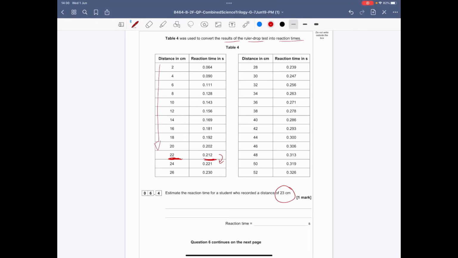So what we would then do is try and find the midpoint of it. So the easiest thing to do is take them away from each other, 0.221 minus 0.212, and then whatever that value is, divide it by 2 to find the midpoint. So it should be roughly 0.217 seconds. So we're just finding a number that's halfway between 0.212 and 0.221.